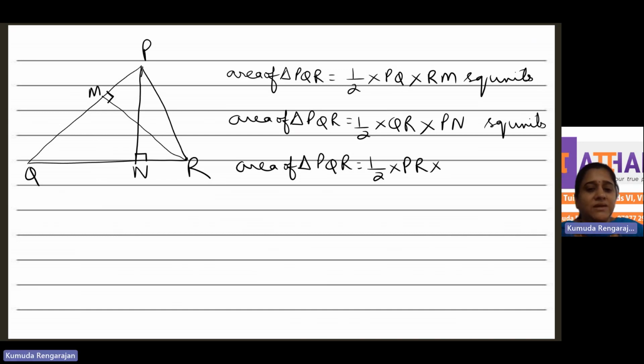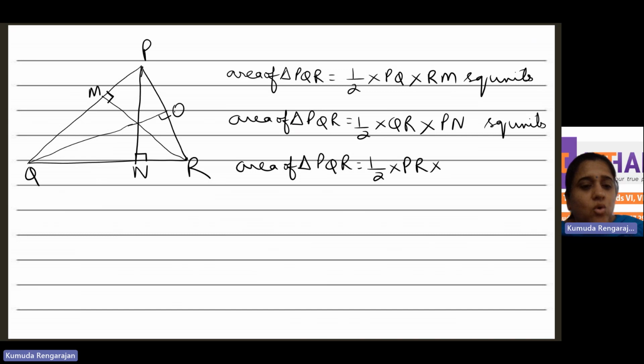Then, which is the other side, PR. From where should the altitude come? From Q. It should come from Q. It will pass through that point. In all the triangles, I'll tell you, the altitudes are concurrent. I'll tell you what is concurrency.